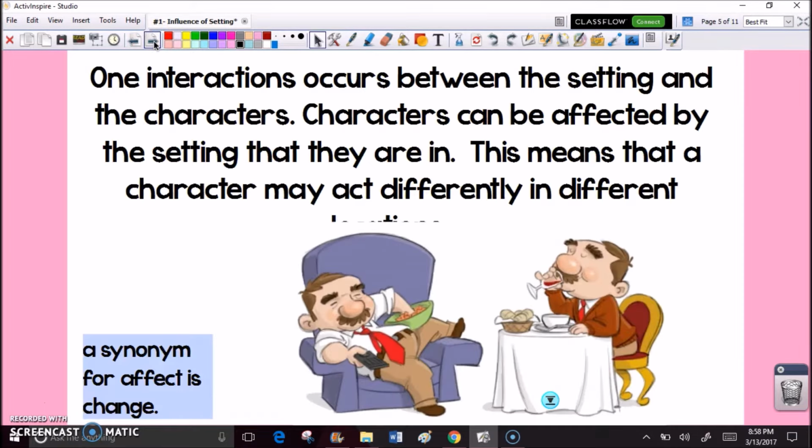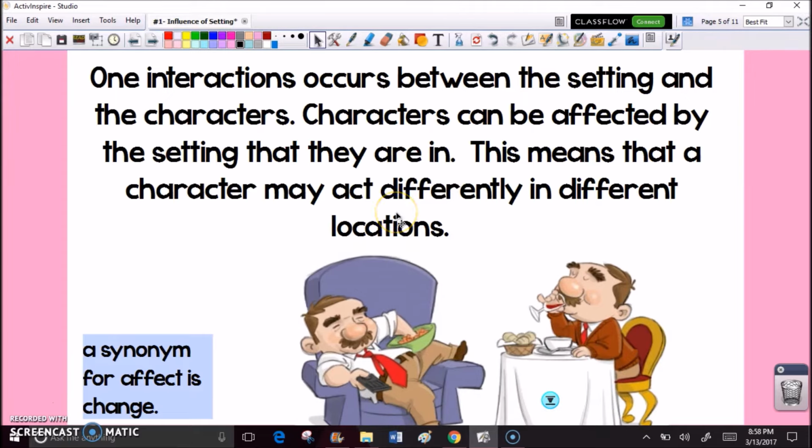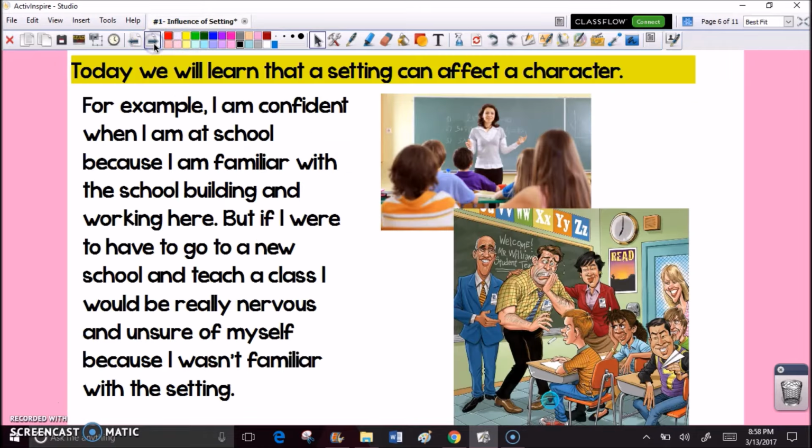All right, so now one interaction that can occur is between the setting and the characters. Characters can be affected by the setting that they're in. This means that the character may act differently in different locations.